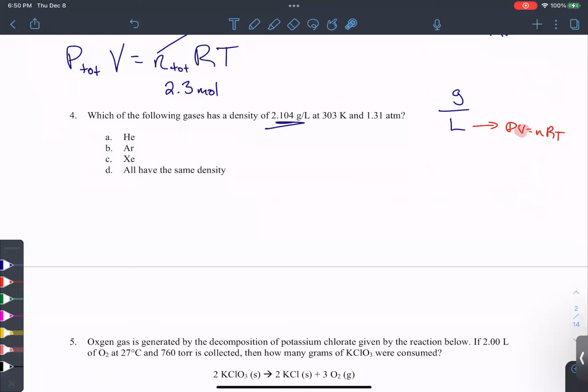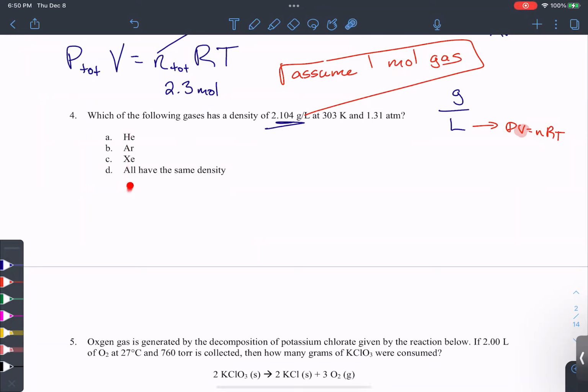With densities, the best thing to do when trying to calculate the density is assume you start with 1 mole of gas. You need to pick an amount to start with. If I have 1 mole of any one of these gases, let's say helium, and I ask you, how much does 1 mole of helium weigh? What will you tell me? Yeah, your eyes dart to the periodic table and you tell me 2 grams, right? 1 mole of helium weighs 2 grams.